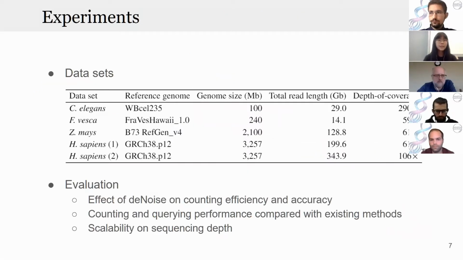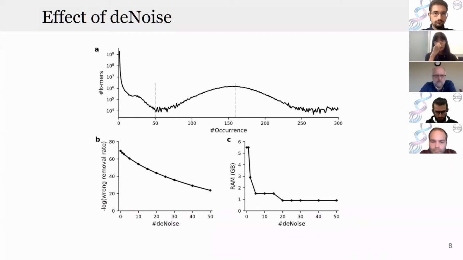In our experiments, we use 5 data sets from 4 species with different genome sizes and sequencing depths. Using those data sets, we evaluated the effect of denoise on counting efficiency and accuracy. And we also evaluated the counting and query performance compared with existing methods. And we investigated the scalability on sequencing depths. We used the C. elegans dataset to evaluate the effect of denoise since it has the highest sequencing depths.